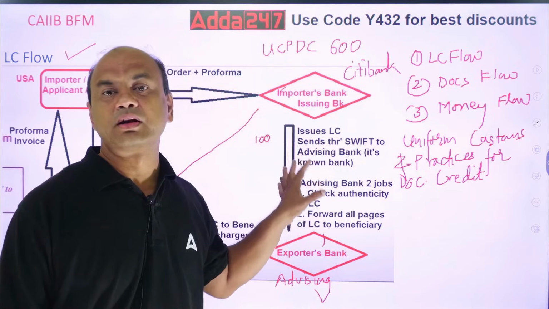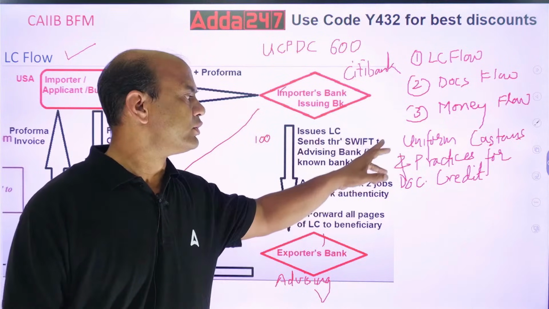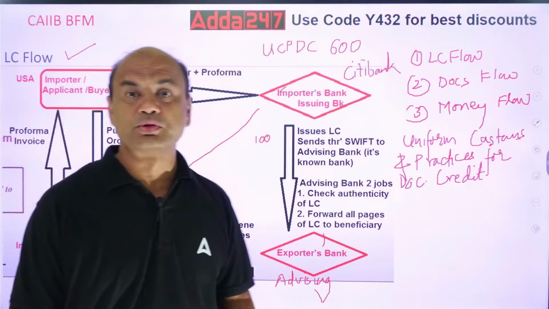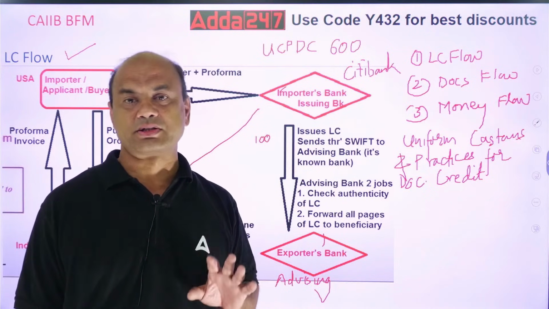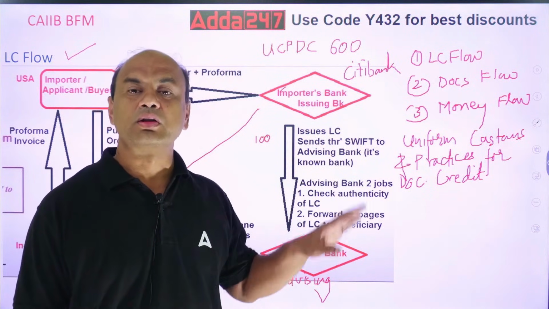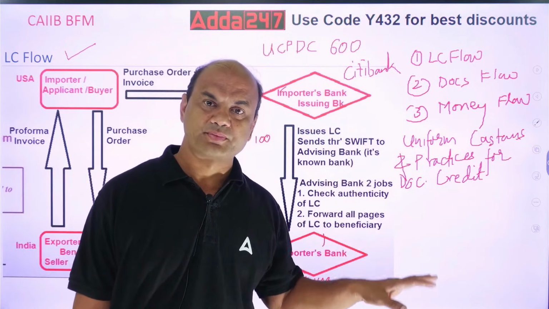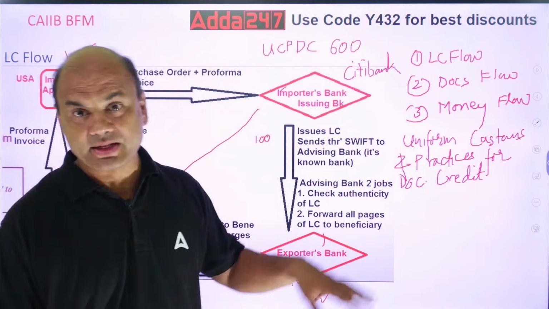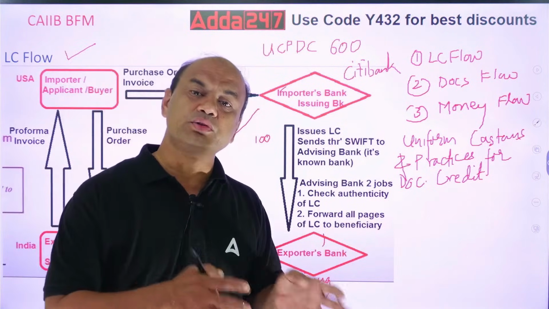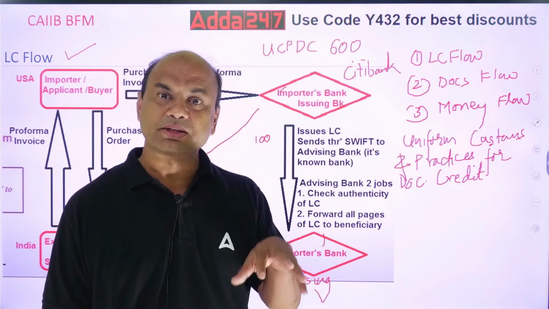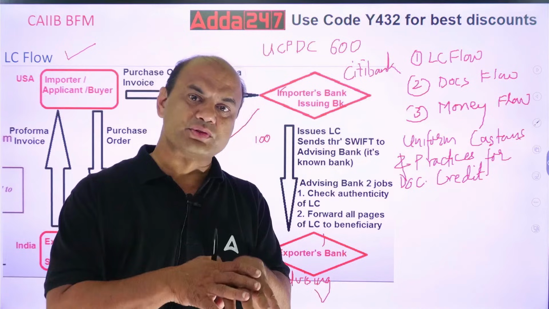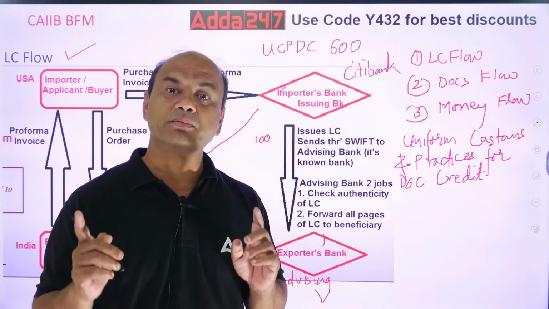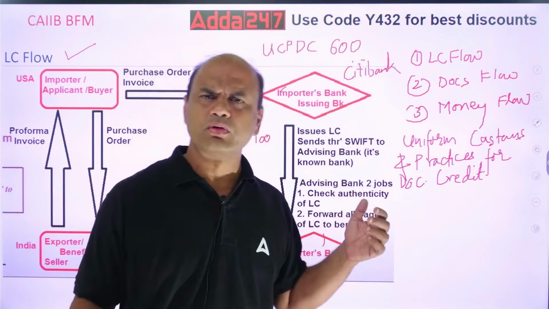The whole thing is covered under UCP 600. UCP DC we call it, Uniform Customs and Practices for Documentary Credit. 600 is the latest version. All of these are governed under UCP 600. And ISBP means International Standard Banking Practices. But the main one is UCP. ISBP is based on UCP, a supporting document to UCP. So these two documents are the main ones on which your whole LC process works.